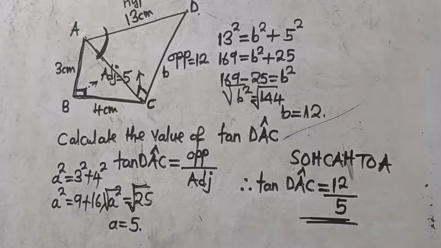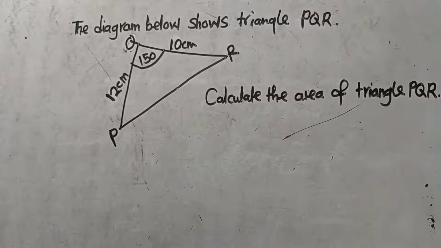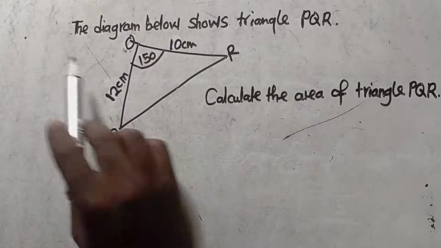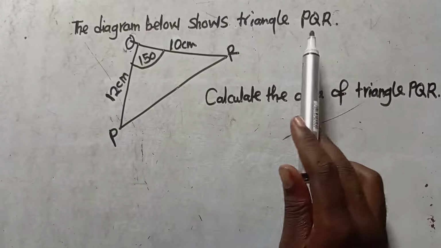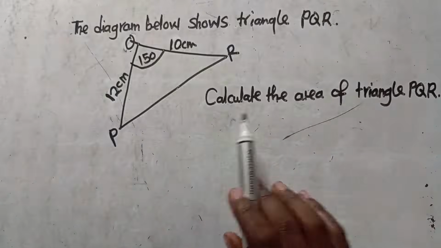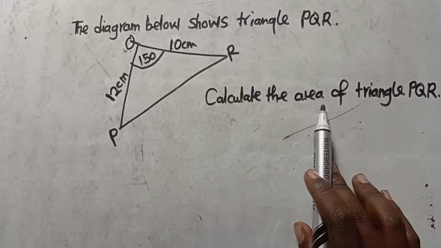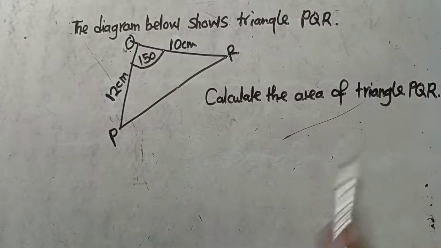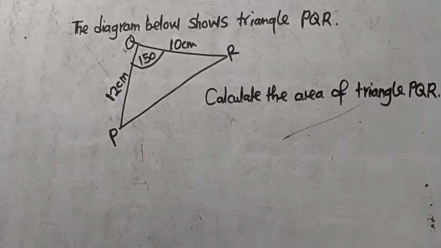So we are done with this one. Let us move to the other question. I guess we are writing down these questions in our books so that we know how to revise through them. This is another question that we have. The question is saying, the diagram below shows triangle PQR. So this is the triangle that is given, PQR. The question is saying, calculate the area of triangle PQR. How can you answer this particular question?